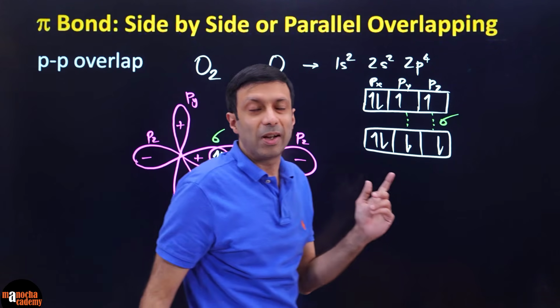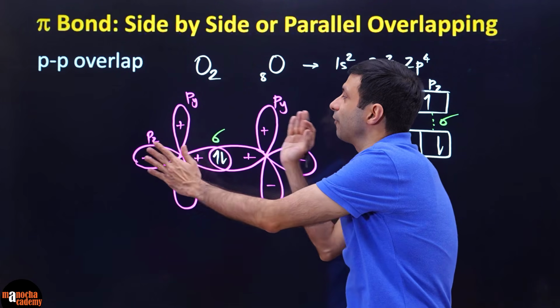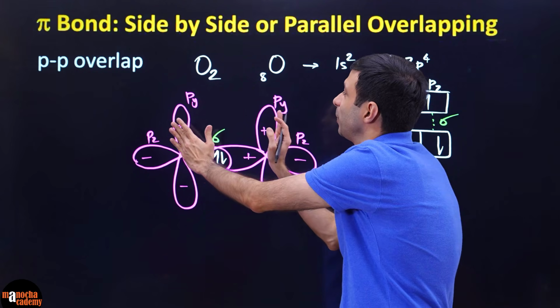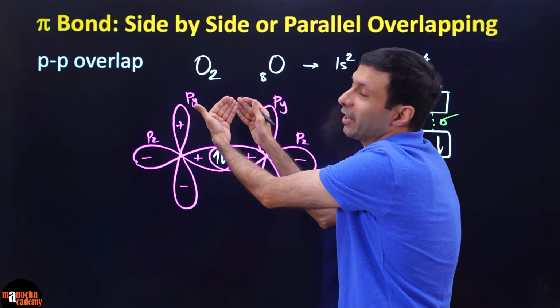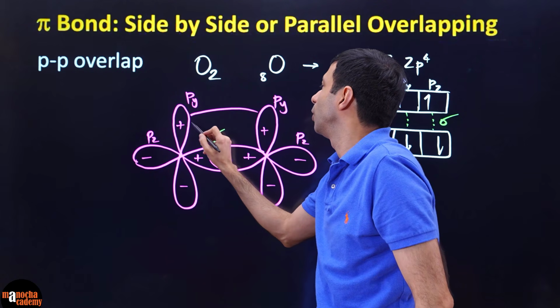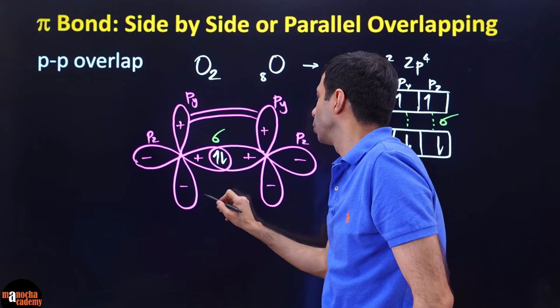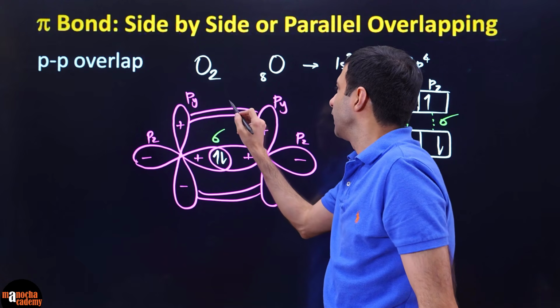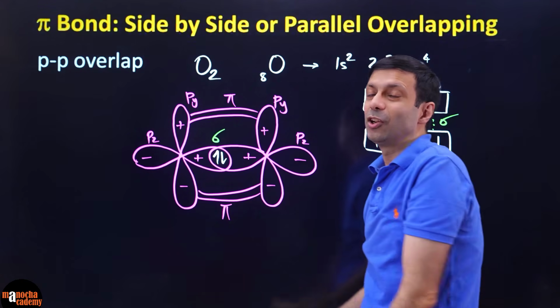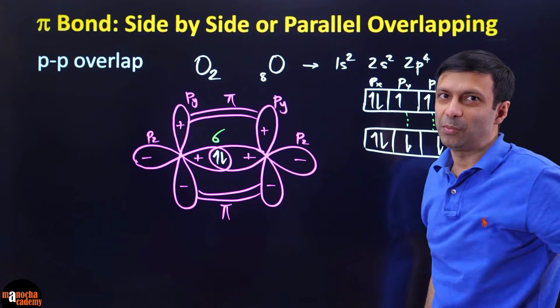Now what type of overlap are these guys going to have? They are going to have a side-by-side overlap, as we discussed. Now since there's not enough space, I can sort of turn them and try to do a sidewise overlap here. But typically we represent it like this, right? We draw lines over here to show that there is a bonding. There's a pi bond formed by this sidewise or parallel overlap between py and py.